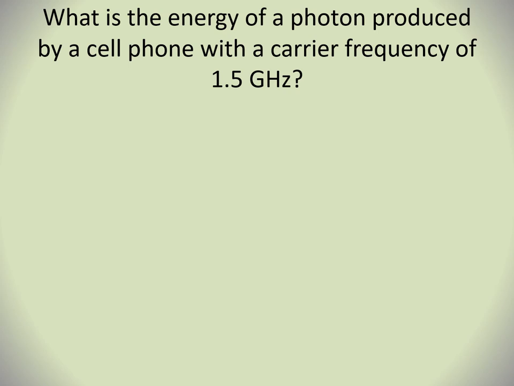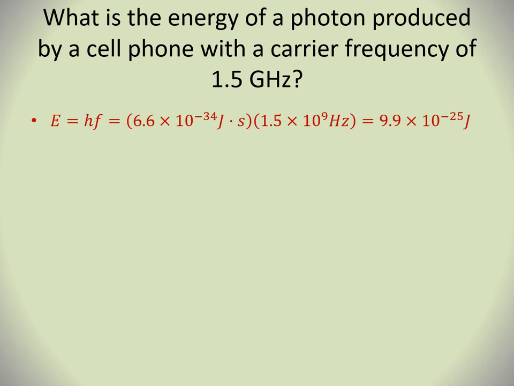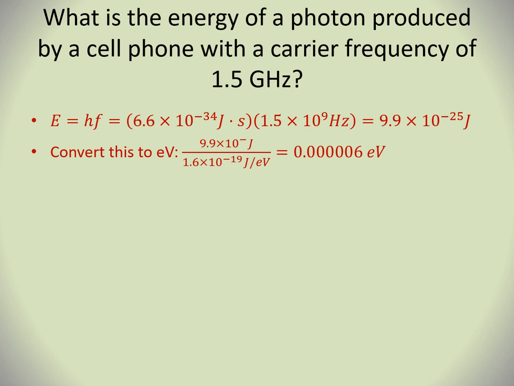You might be interested in this one. What is the energy of a photon produced by a cell phone with a carrier frequency of 1.5 gigahertz? That's about right. They're mostly between 1 and 2 gigahertz in frequency. So we do the same thing. Figure that one out. It winds up being 0.000006 eV.